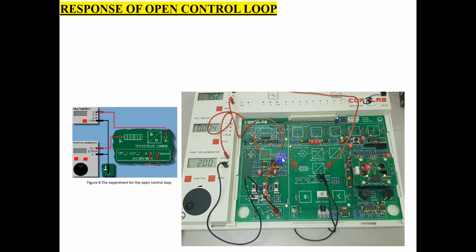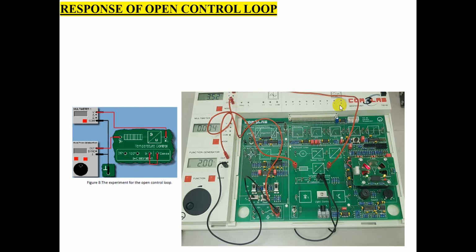Some voltage will be provided here. What we need basically is to start by giving the function generator a voltage of 2 volts. What we want at the output is a value of 6.07 or 6.1, which is equal to 60 degrees centigrade.